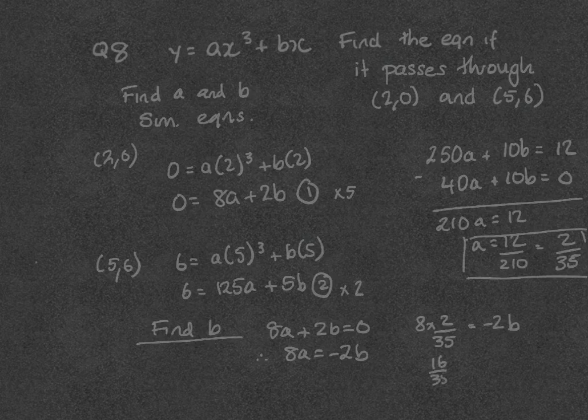So 16 on 35 equals negative 2b. So I have to divide by negative 2. When you divide by negative 2, you've got half, so it's negative 8 over 35.